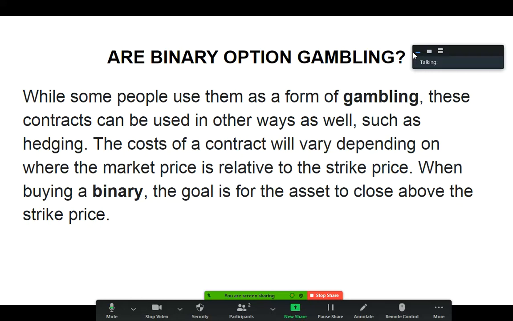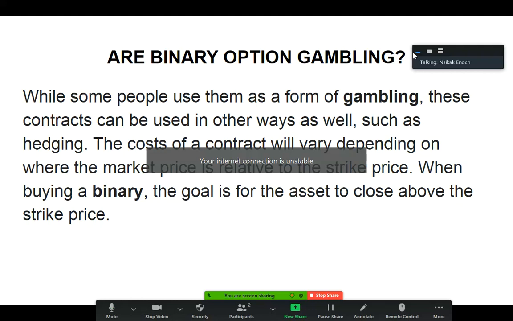This contract can be used in other ways as well, such as hedging. The cost of the contract will vary depending on where the market price is relative to the strike price. When buying a binary option, the goal is for the asset to close above the strike price. So it just looks as if it's gambling.